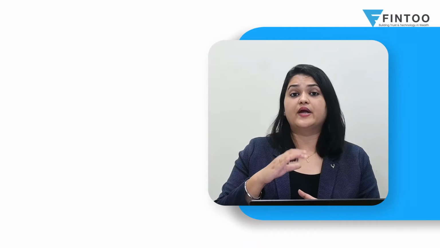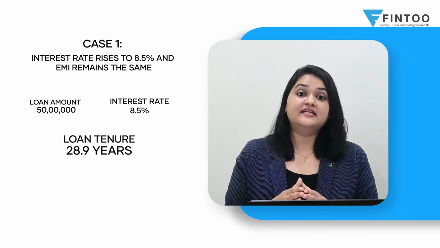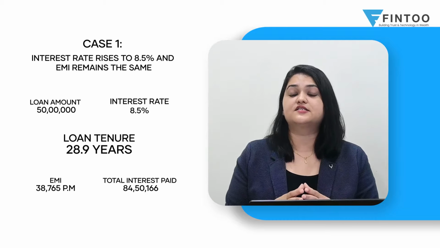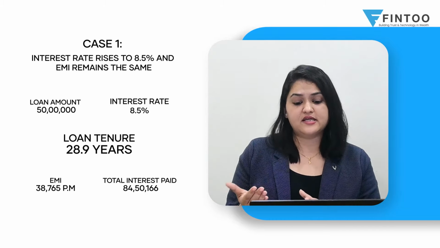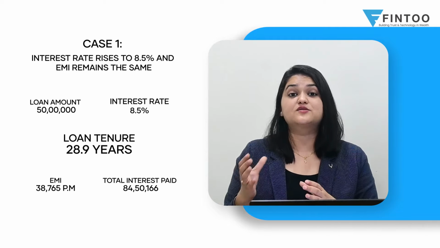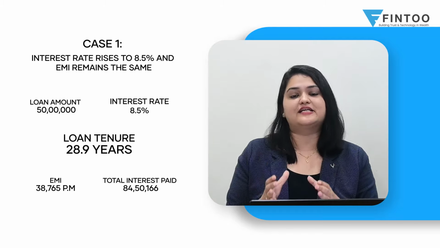Continuing with the same example, let's say your interest rate has risen from 7% to 8.5% and your EMI remains constant. In that case, your tenure will increase, and in the example that we just discussed, your tenure will be increased by close to 9 more years. 9 more years means more EMIs that you will be paying, adding to a huge interest cost.